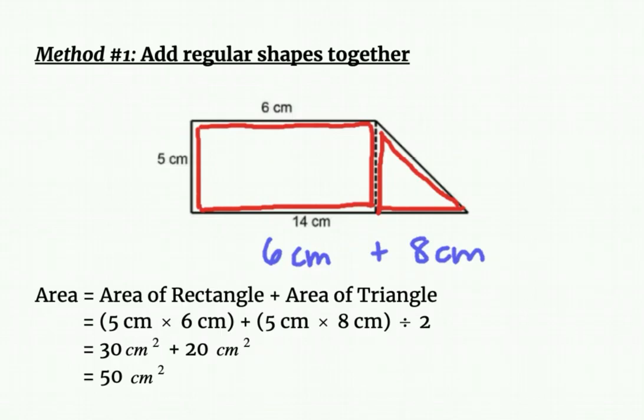So there it is. That's method 1. You just figure out the regular shapes, their areas, and add them together. Make sure you rewind if you need to hear that one more time. And make sure this is in your notebook before we move on to method 2.